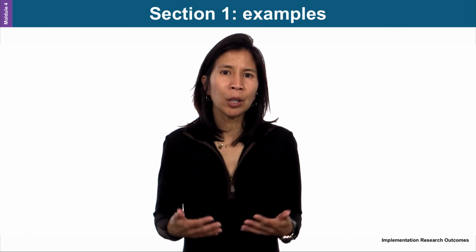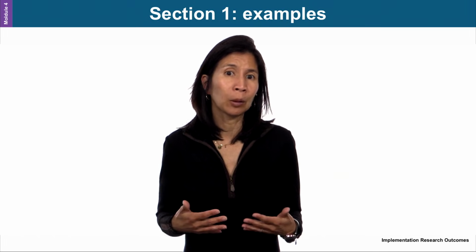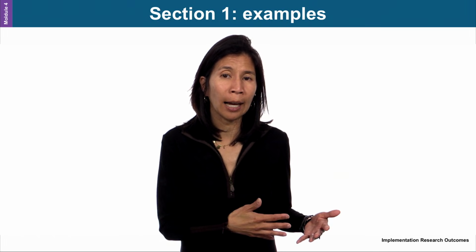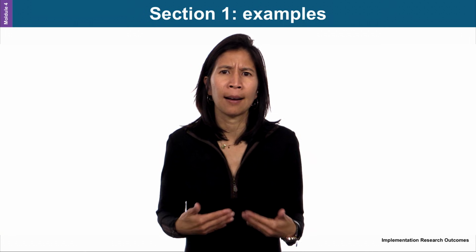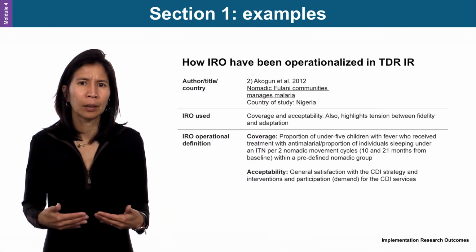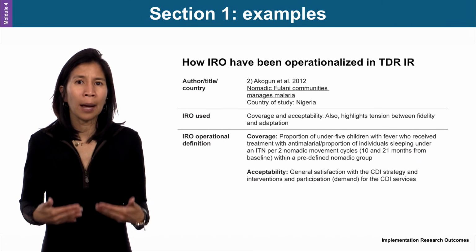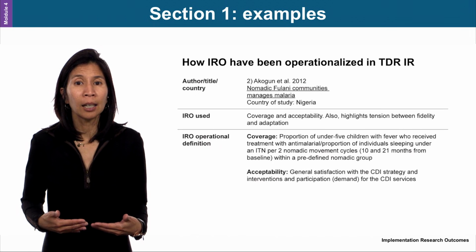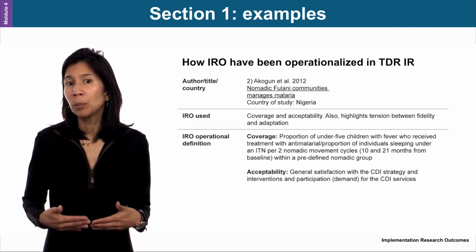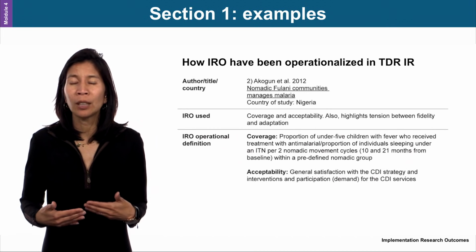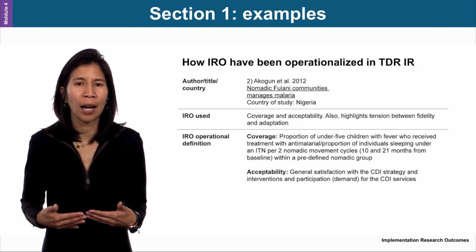You'll notice that although there are similarities in diseases such as malaria and onchocerciasis in these examples, both selection of implementation outcomes and the way that they were operationalized were tailored to the specific goals and contexts of the interventions and the studies. So, for example, in the study conducted by Akugun and colleagues in Nigeria among nomadic Fulani communities to manage malaria, the implementation research outcomes were coverage and acceptability. As you may remember, the goal in this study was to improve the uptake of insecticide-treated nets and prompt treatment of malaria among children under 5.